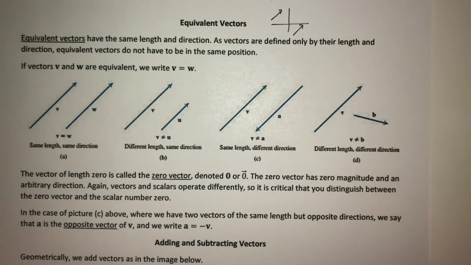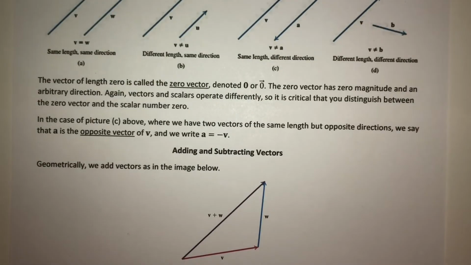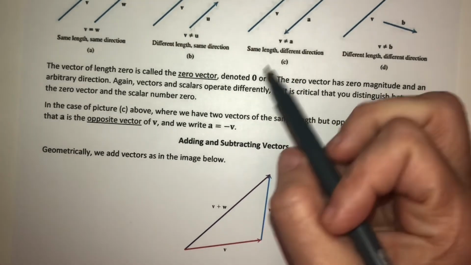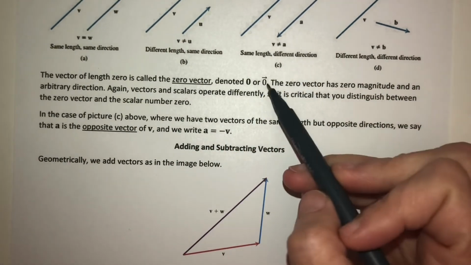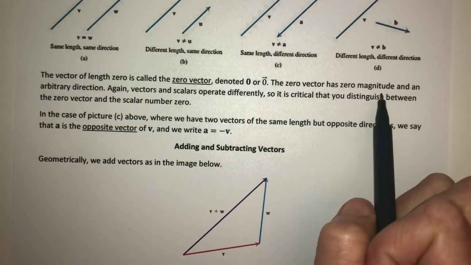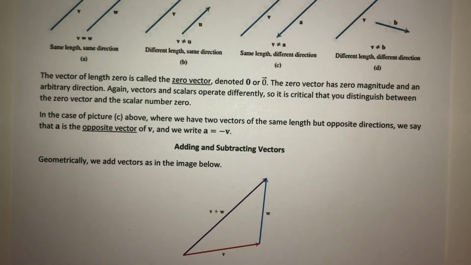Okay, now, we also have a vector of length 0. That is called a zero vector, and it is denoted by a bold 0 or a 0 with an arrow over it. The zero vector has 0 magnitude and an arbitrary direction. Again, vectors and scalars operate differently, so it is critical that you distinguish between a zero vector and the scalar number 0. Our arithmetic changes completely depending on whether we are dealing with a vector or a scalar.